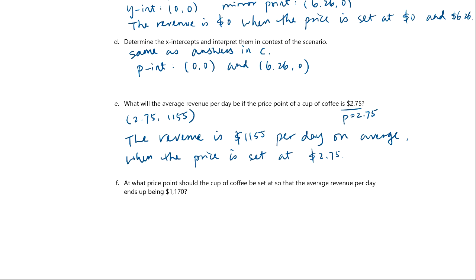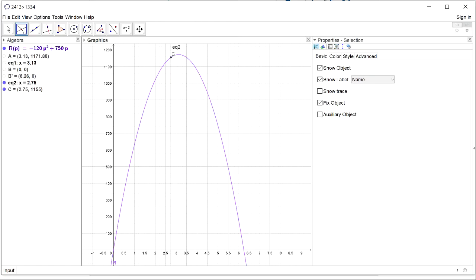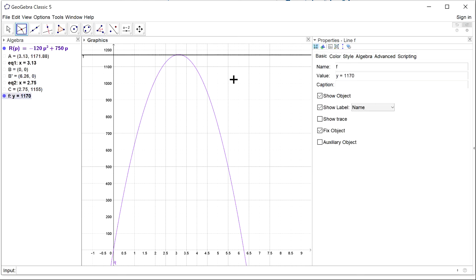And lastly, we want to think about at what price point would the coffee shop be able to get an average revenue of $1,170, if that's our goal for whatever financial goal we have. We really have the scenario of y equals the output being $1,170. And you can see it happens not quite the very tip, but it's very high up towards the vertex over here.